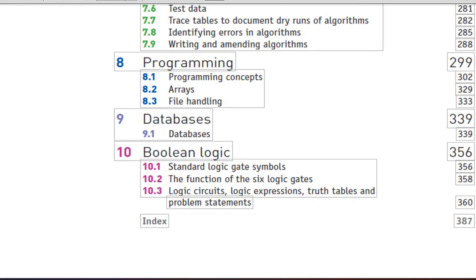Database keeps the record of all your information, and it is the easiest chapter, and P2 also has a major question from this chapter. These 4 chapters are required to be prepared for yourself in P2. Chapter number 10 is Boolean logic. Boolean algebra is the easiest chapter, and these last two chapters are very easy.